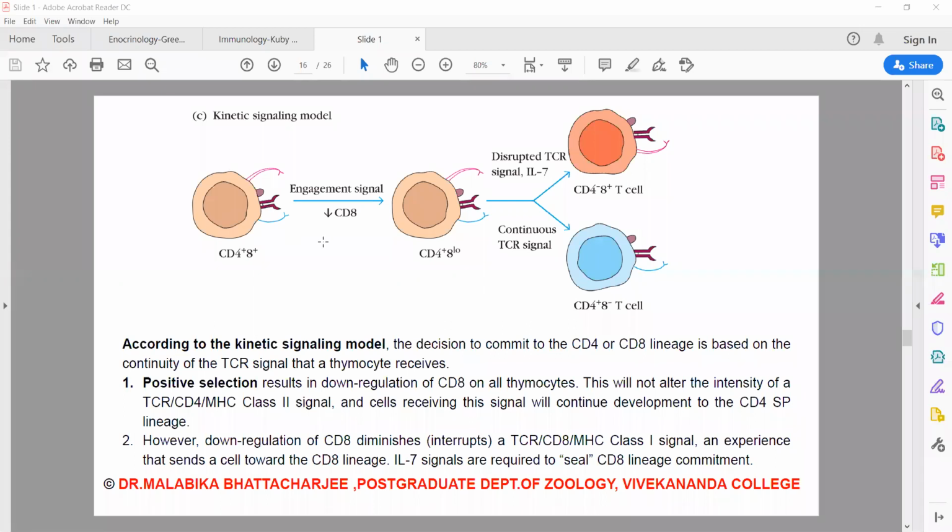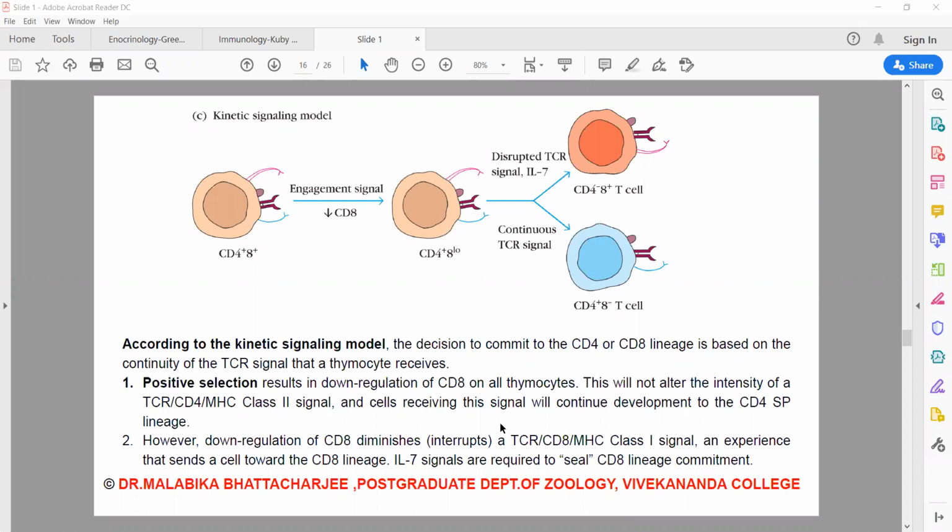So this was the disruptive signal hypothesis provided by Singer et al., which showed that if the signal is continuous, then the cells develop into a T helper cell. If somehow the signal is discontinuous, that is, somehow the TCR and the MHC class 2 molecules move apart, then these cells automatically, with the help of the IL-7 microenvironment, are committed to the CD8 positive lineage. Till date, this is the most accepted hypothesis for positive selection.